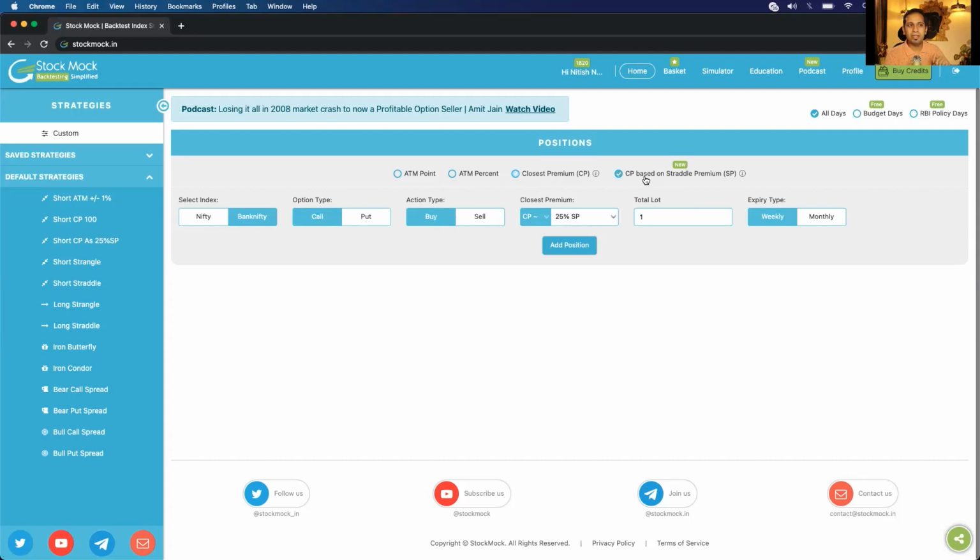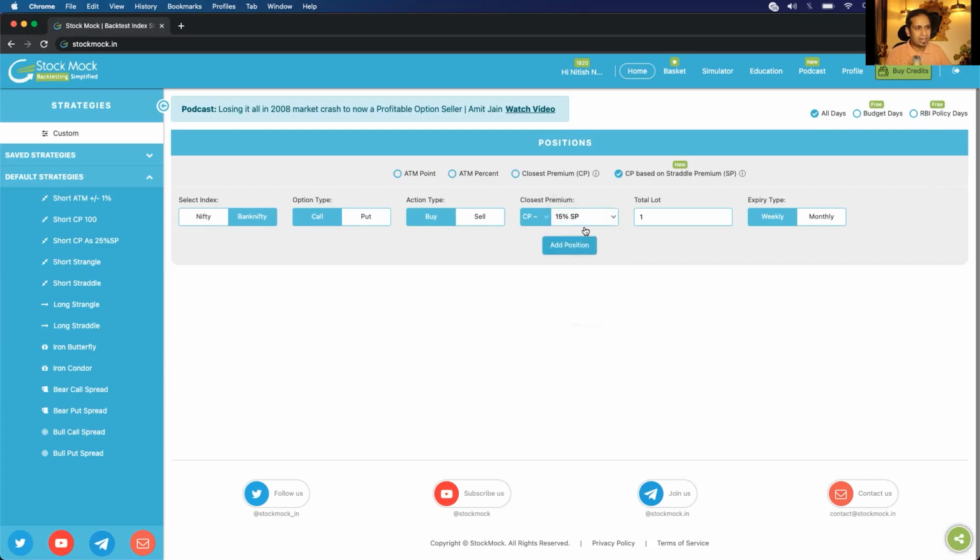In closest premium based upon the straddle premium, we are asking you these many options that you want the premium which is 10% of the straddle premium at that time, 15%, 20%, 25%, 30% until 50%. Okay. So SP means straddle premium at that point of time.